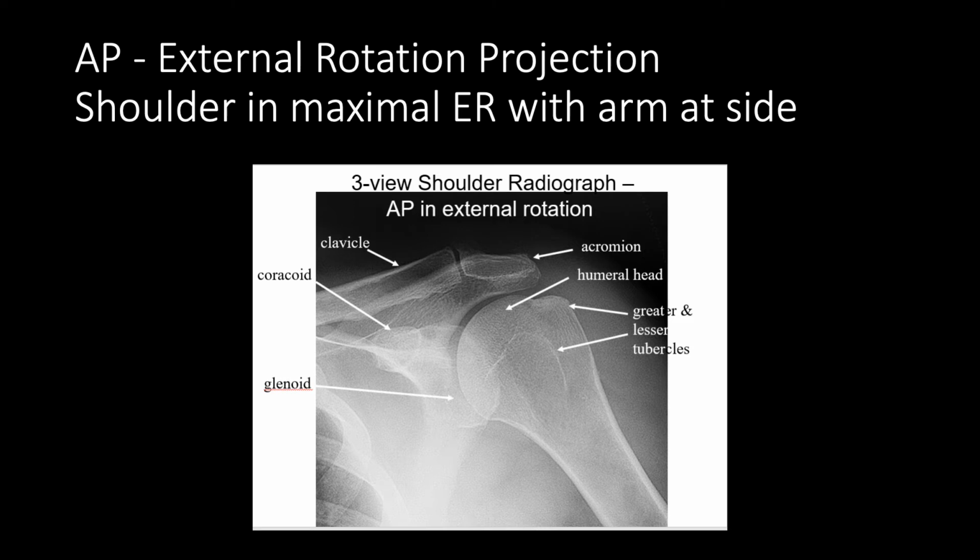So the big thing you're looking for, you can know that it's an external rotation if you don't see the lesser tubercle down here. It's more in the middle, and the greater tubercle is at the very top up here. That's indicating that this view is an external rotation view.